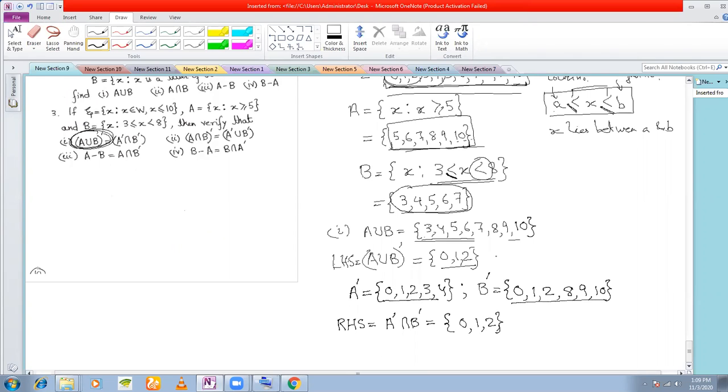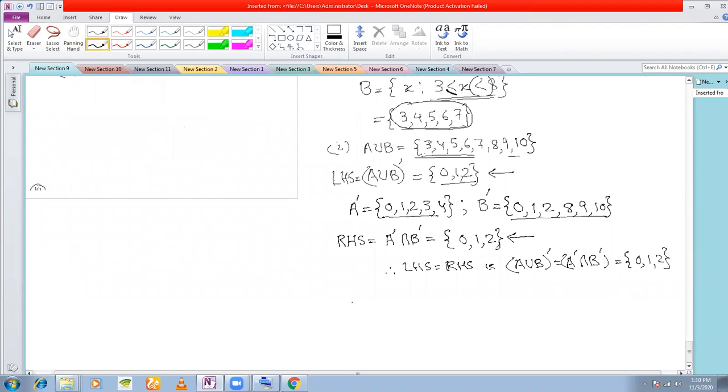So what do you see? A union B complement is 0, 1, 2, which is the left hand side. And A complement intersection B complement is also 0, 1, 2. So therefore LHS is equal to RHS. That is A union B complement is equal to A complement intersection B complement. And what are these two equal to? 0, 1, 2. Okay, we move on to the next one.